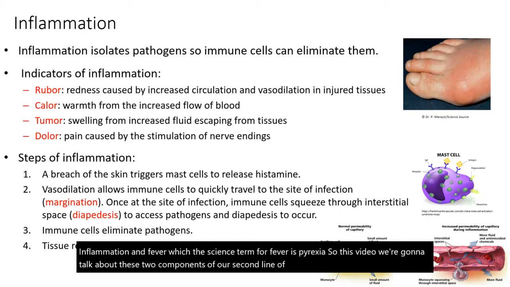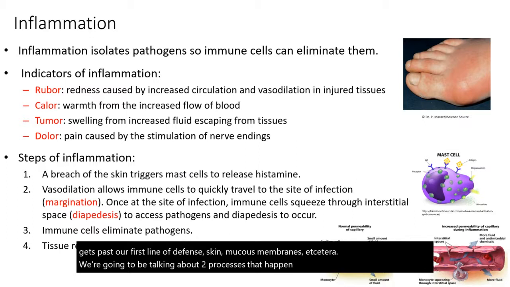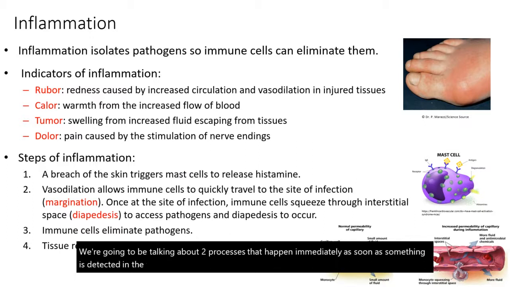Just a reminder, this current series is on our non-specific or innate immune responses. So this means if a pathogen gets past our first line of defense, skin, mucous membranes, etc., we're going to be talking about two processes that happen immediately. As soon as something is detected in the body, these are some of the processes that are going to happen.